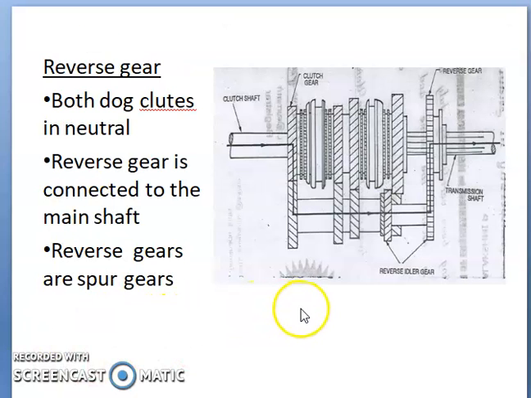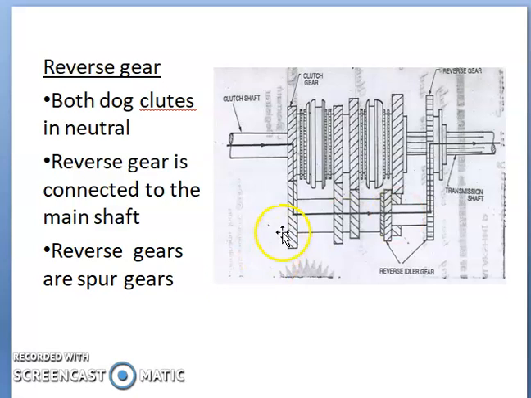So to obtain reverse gear, what we do is both the dog clutches are in the neutral position and the reverse gears located at the end of the shaft are being engaged. These reverse gears are generally spur gears and not helical gears. As usual, you have a reverse idler gear which helps in changing the direction.